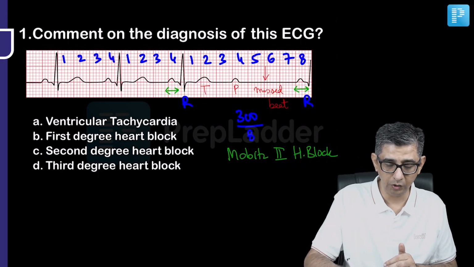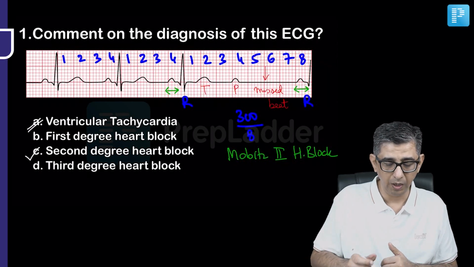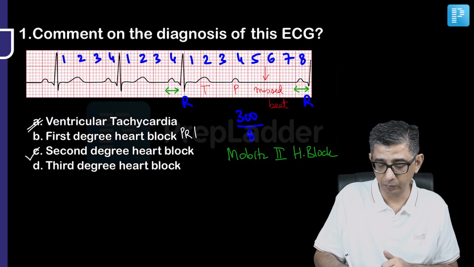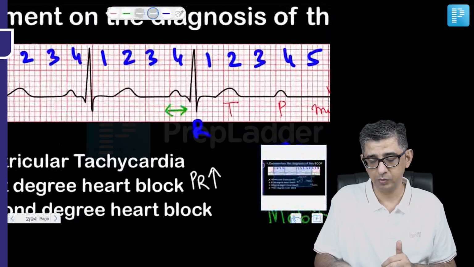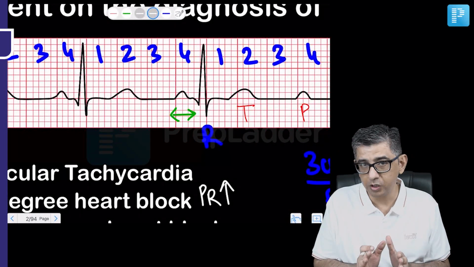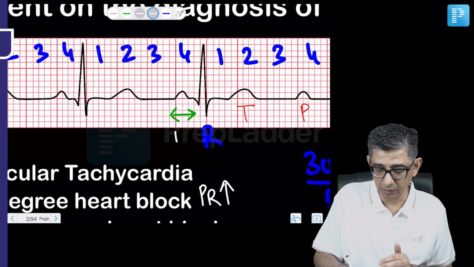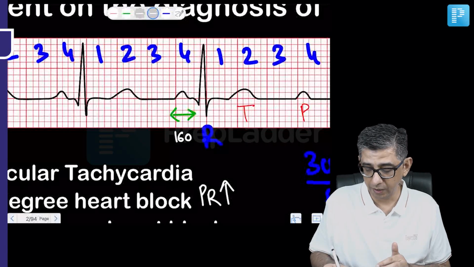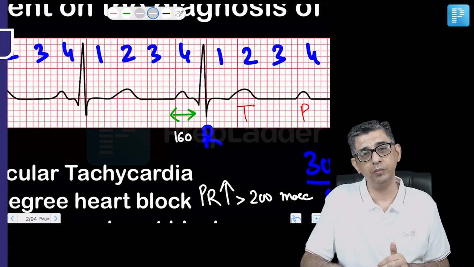Let me just quickly rule out other options as well. Option number A, VT, anyway, because of the heart rate can be ruled out. First degree heart block, one of the major important diagnostic criteria would be a PR interval more than 200 milliseconds. So let's just zoom into the ECG and count the number of small squares present here. You can count approximately about 4 small squares between the start of the P and the start of the Q, which is the PR interval, which means that the PR interval of this patient is 160 milliseconds. But for first degree heart block, I need a value of at least more than 200 milliseconds, and therefore option number B can be ruled out.